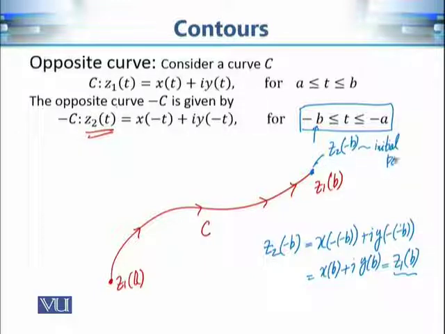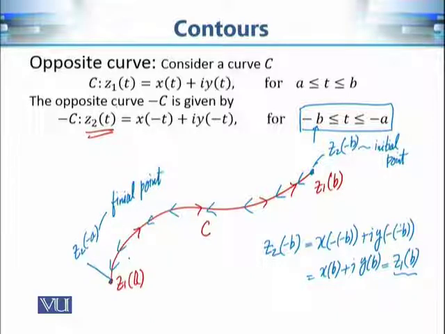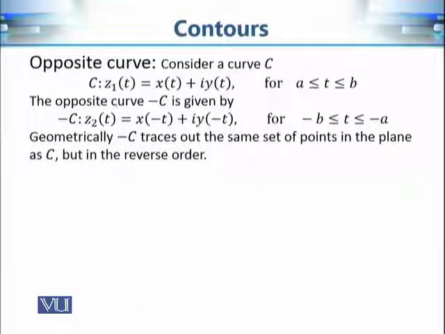And similarly we can check that the final point is minus a, and it is going to be equal to z1 of a. So z2 of minus a is the final point. The rest of the geometrical points are going to be the same, but we are now moving from z1 of b to z1 of a. So the direction of motion is opposite, and we denote this opposite curve with minus c. Geometrically, minus c traces out the same set of points in the plane as c, but in the reverse order.